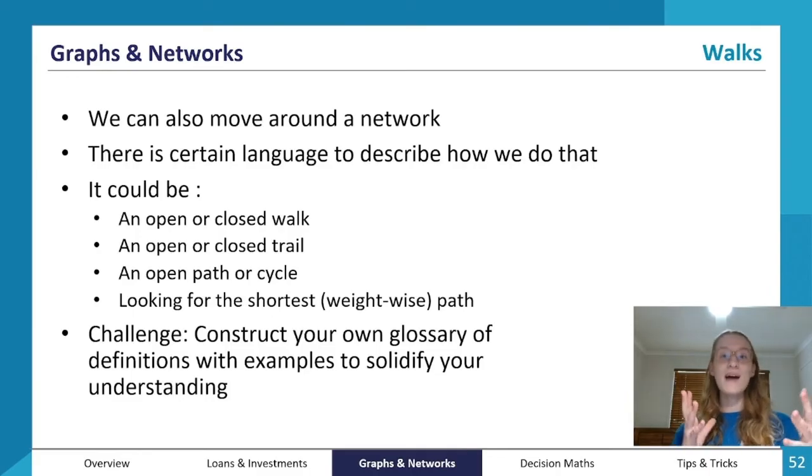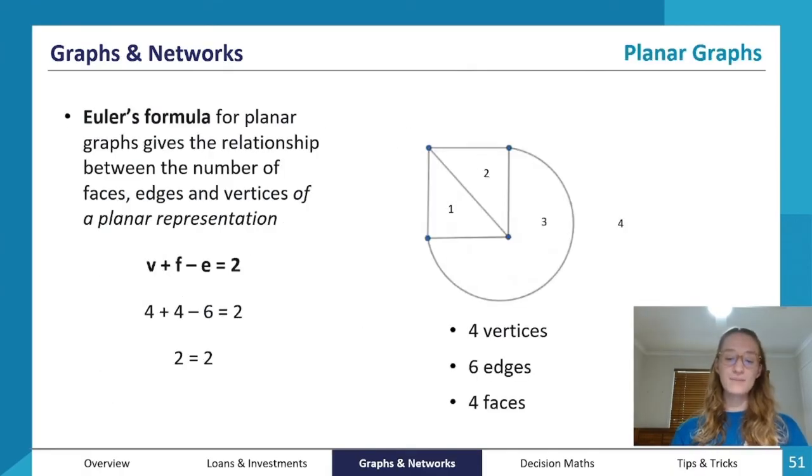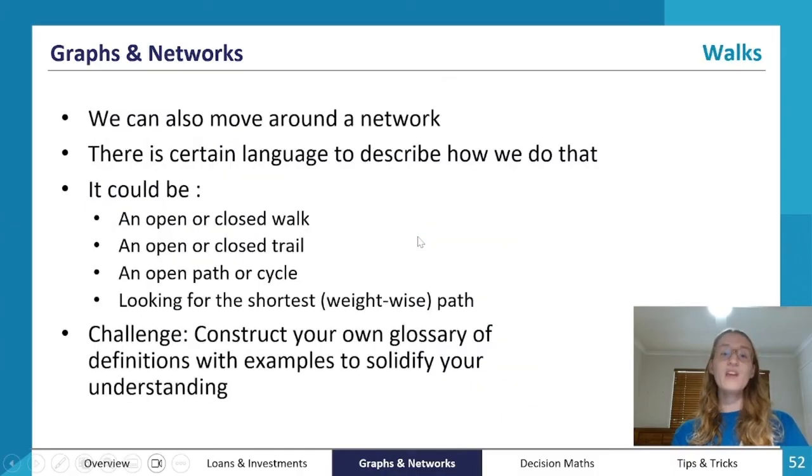So we've talked about a whole bunch of different things, and now we're up to the idea of walks. Walks are the idea that you can actually move around a network. So I could move from this point to this point along this edge. I could move along this edge. I can move around and around on the edges. So the idea that we can move around the networks is often referred to as walks. And there's certain language that we use to describe those movements.